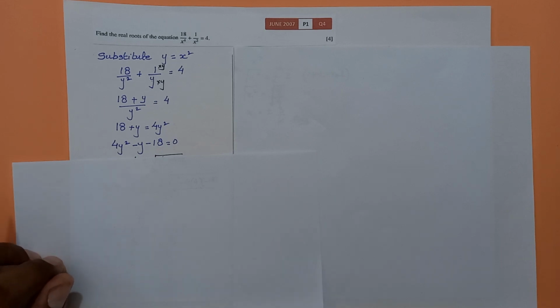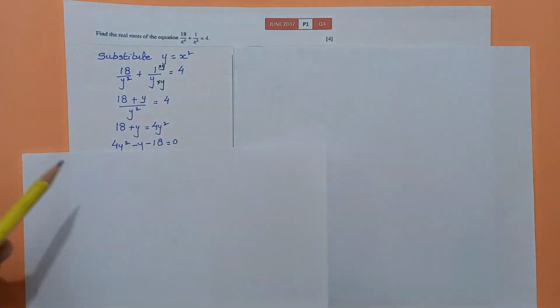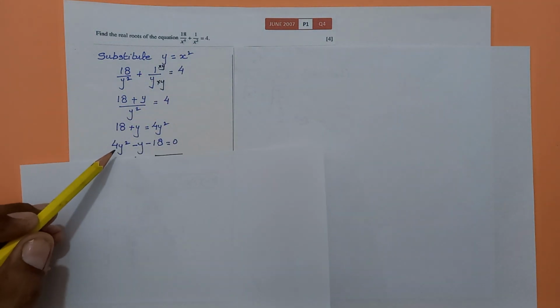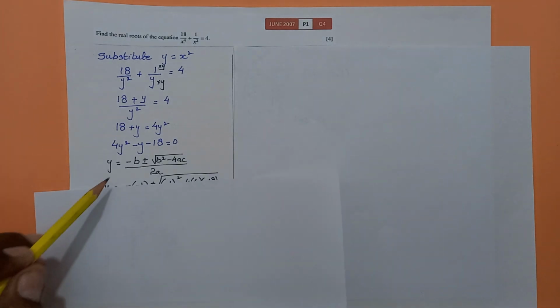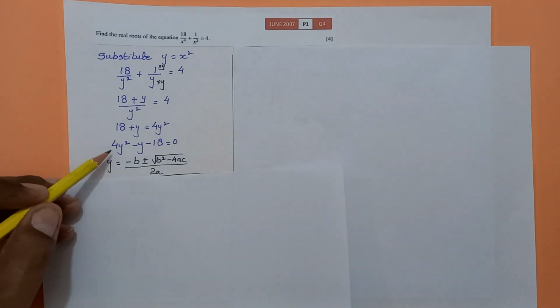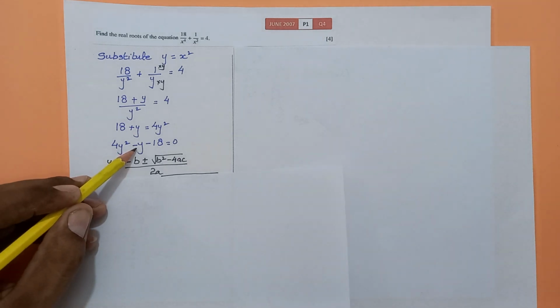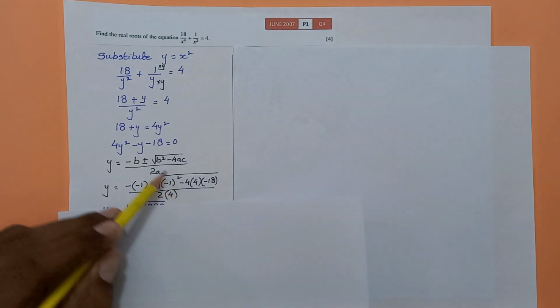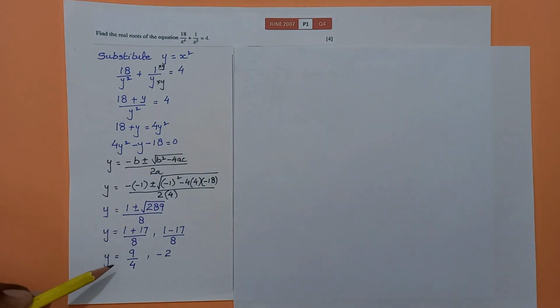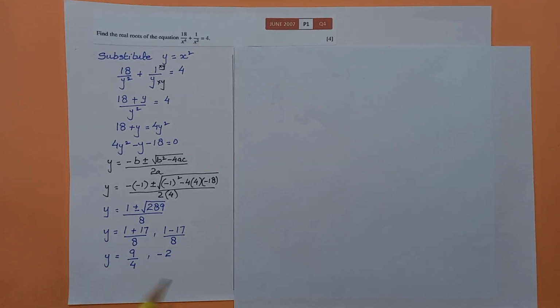Once we have a proper quadratic equation, because the question said find the real roots, meaning finding the values of x, the variable, first we have to find the values of y, because currently we have the quadratic equation in the form of y, a substituted variable. So use the quadratic formula with a as 4, b as negative 1, and c as negative 18. Place them in the formula, simplify and solve, and get the two values of y, which are 9 upon 4 and negative 2.